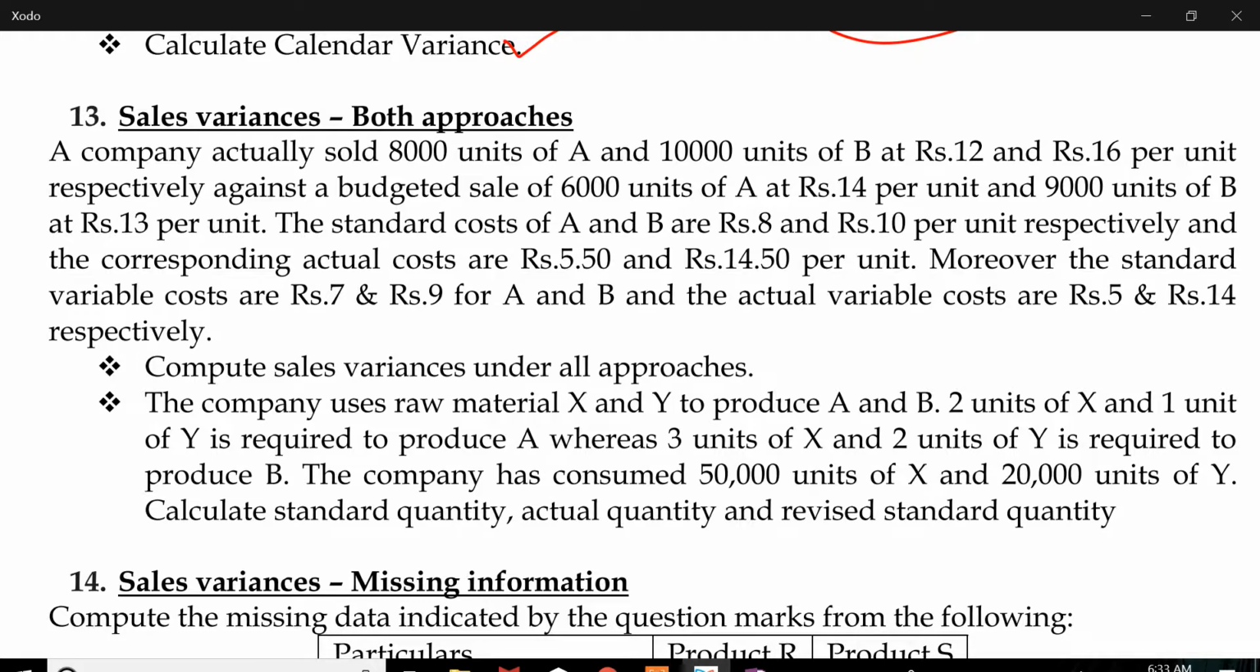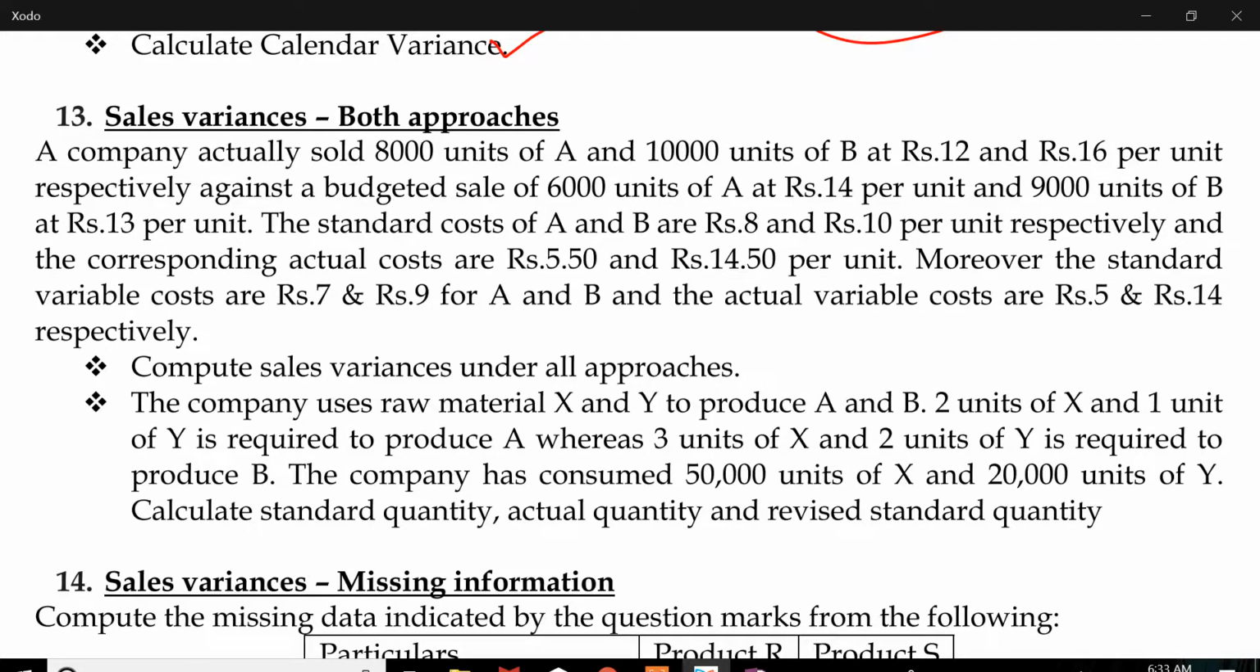A company actually sold 8,000 units of A and 10,000 units of B at rupees 12 and 16 per unit against a budgeted sale of 6,000 and 9,000. Standard variable cost and actual variable cost are also given. Compute sales variances under all approaches. The company uses raw material X and Y to produce A and B. 2 units of X and 1 unit of Y is required to produce A, whereas 3 units of X and 2 units of Y is required for B. Calculate standard quantity, actual quantity and revised standard quantity.